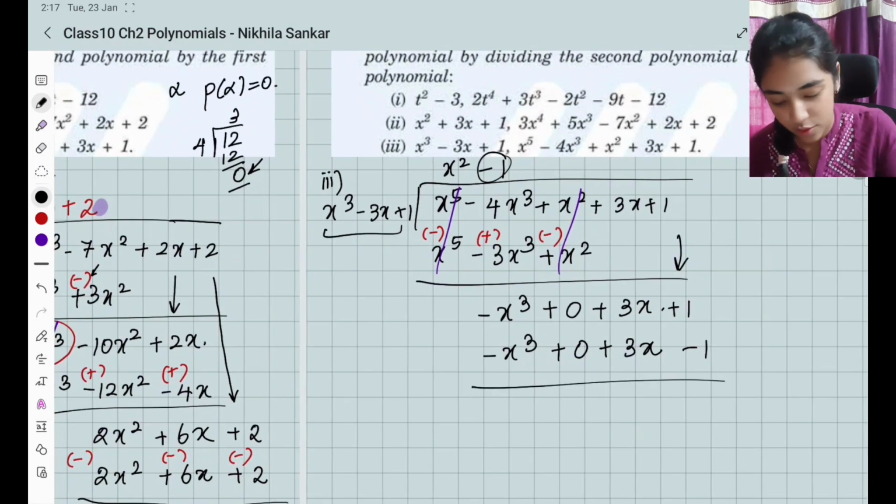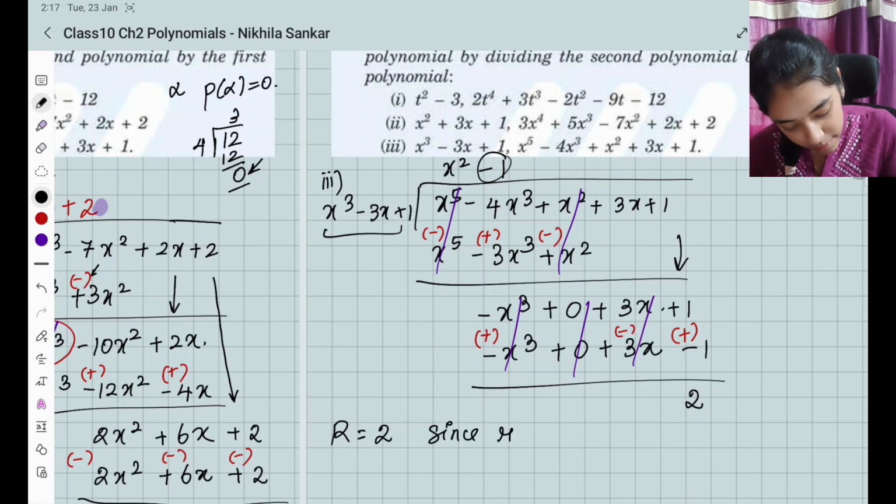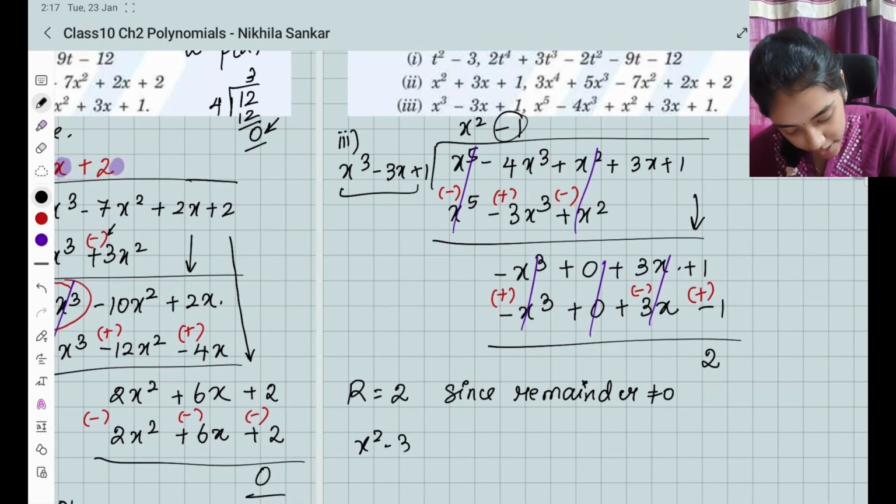Okay. So when I subtract, minus becomes a plus. Then this is a 0, this becomes minus and this becomes plus. Now overall what is there? This is getting cancelled, this is getting cancelled, this is getting cancelled. But this is going to be 1 plus 1. So the remainder equals 2. Since the remainder is not equal to 0, we can say that x square minus 3x plus 1 is not a factor. Okay, so this is how you write it in your exam.